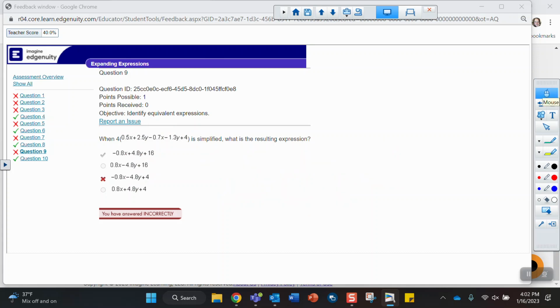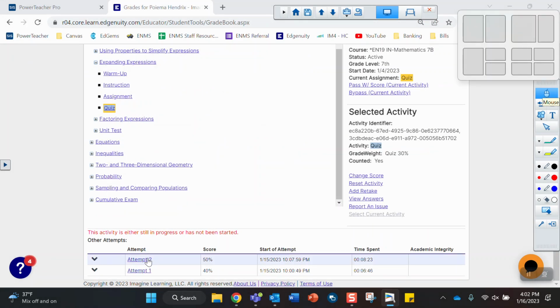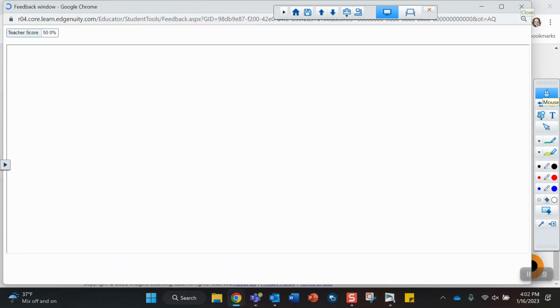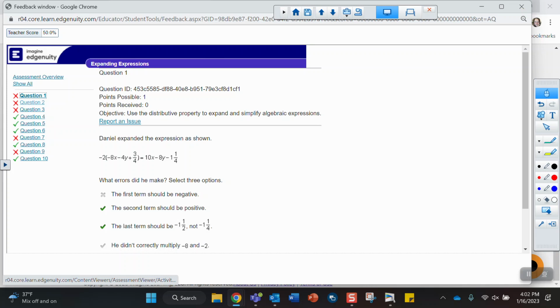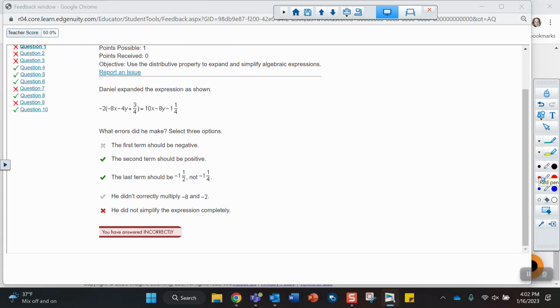Okay, so that was the first quiz. Let's take a look at the second one. A lot of times these will be duplicate questions, but we'll just see here. Okay, the first one is another, what errors did they make? The second term should be positive.